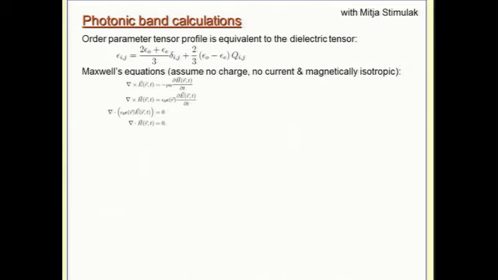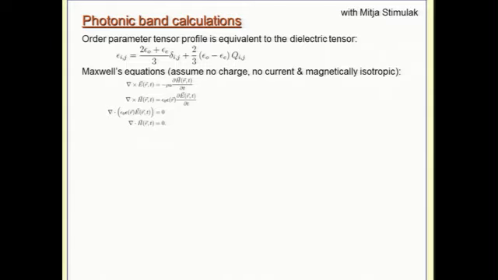As soon as you get that, since we're thinking about photonics, so how light, electromagnetic beams, propagate, you need to write down Maxwell's equations. Here I show them written in one formulation where we already assume no charge, no current, and that the material is magnetically isotropic, in terms of magnetic permittivity. I think these are quite reasonable assumptions, but we can talk about them if you have questions.